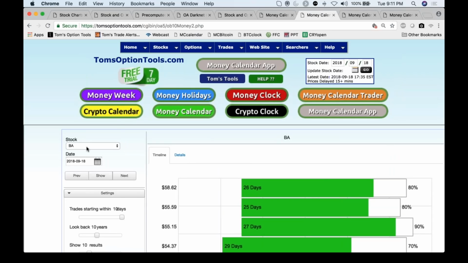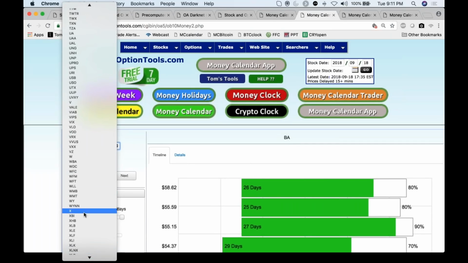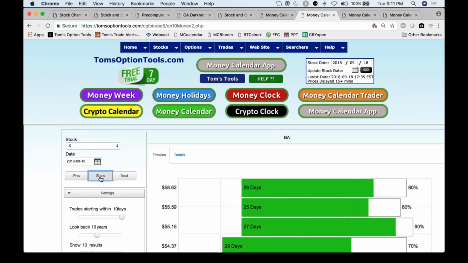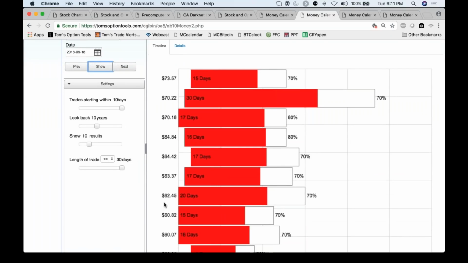U.S. Steel, X. So I can just type in X, and that takes me to X. Now I went by X, there's X. We'll just click on show. Okay, quite the opposite. U.S. Steel has a 70 to 80% chance of falling over the next 15 to 30 days.